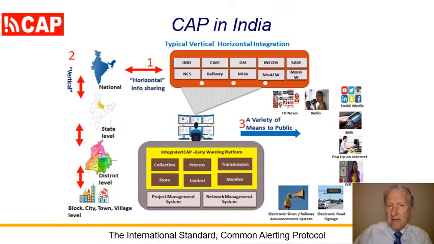Here's India's CAP-based Integrated Disaster Early Warning Platform used by disaster management authorities. Aggregation proceeds from the village and city level through the district and state level and up to the national level. All mobile network operators, as well as All India Radio, are integrated. Support for English, Hindi, Malayalam, and Tamil allows 65% of the population to get alerts in their regional language.